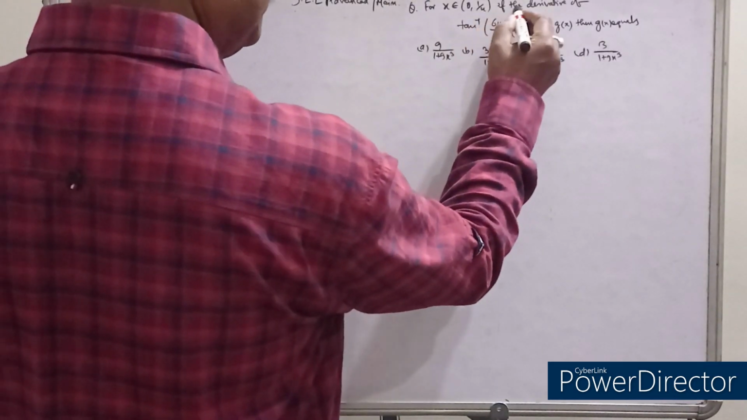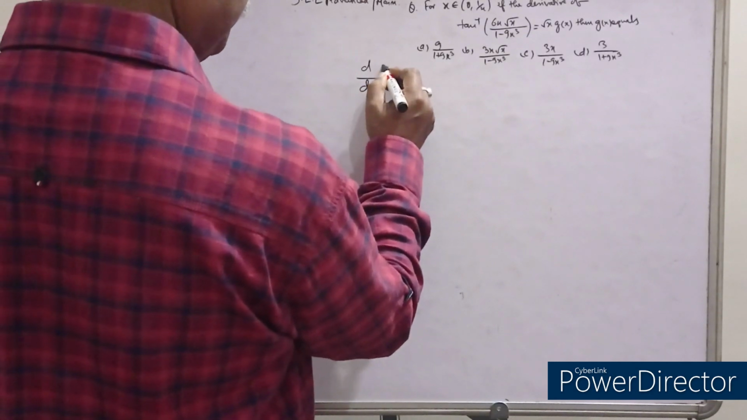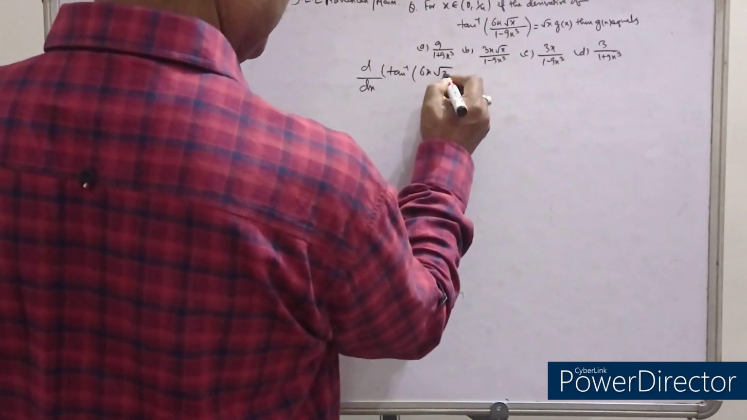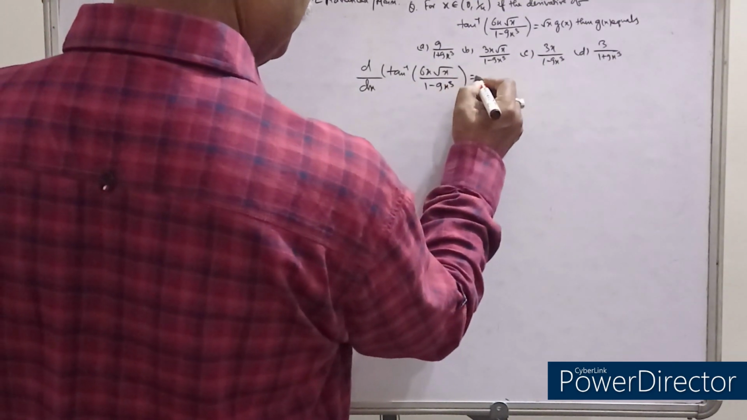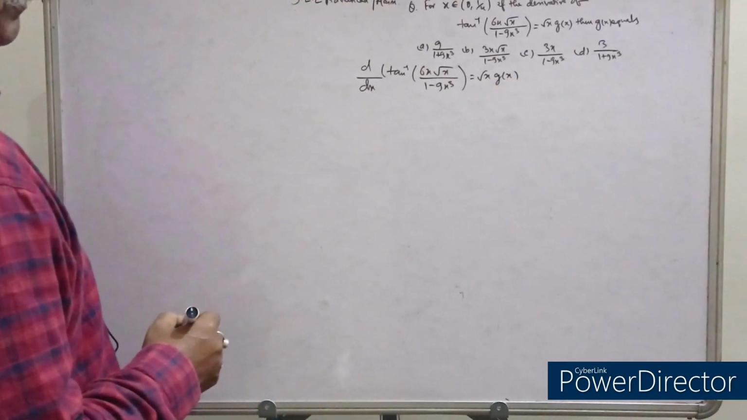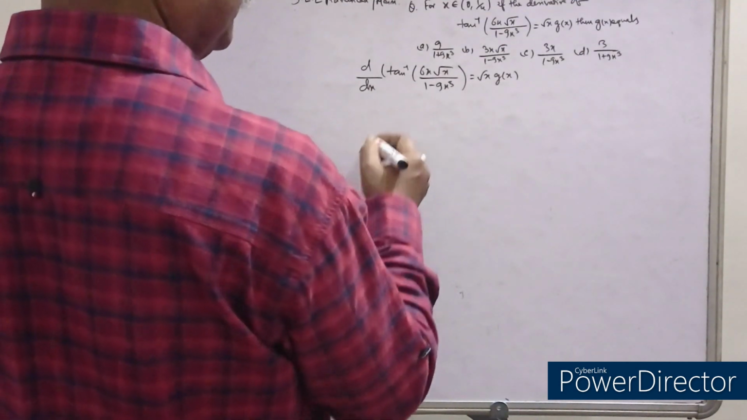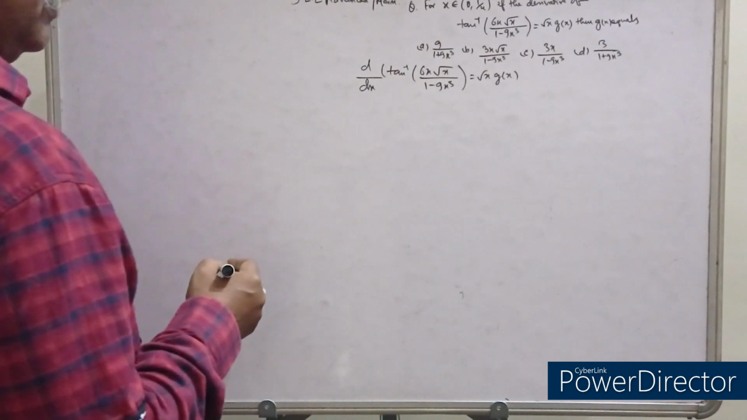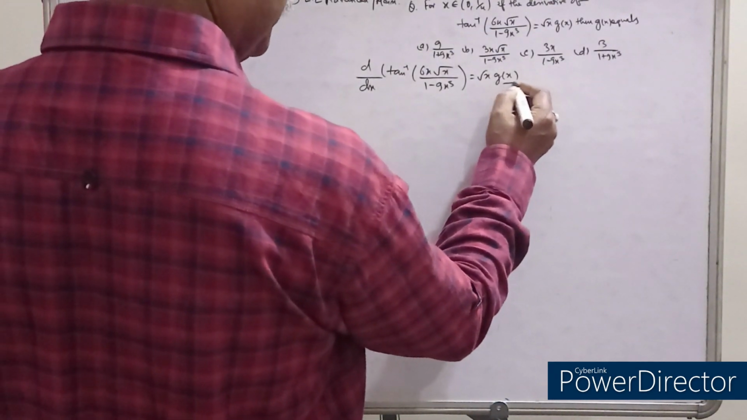Now here it is given to you that the derivative of tan inverse of 6x root x by 1 minus 9x cube is equal to root x g(x). The derivative of this is root x g(x), so you have to find out the value of g(x).